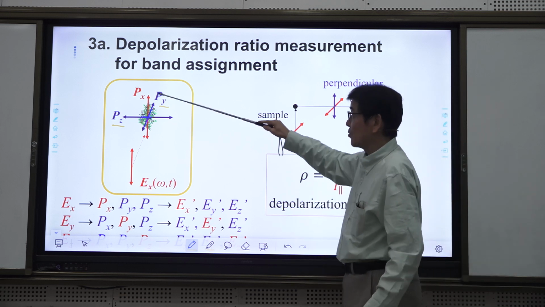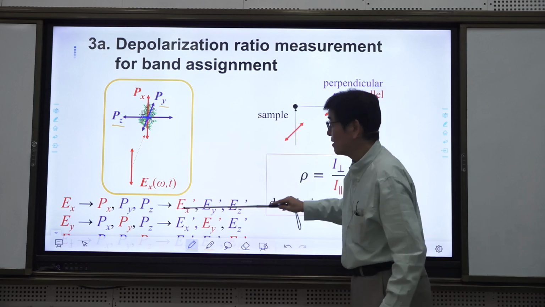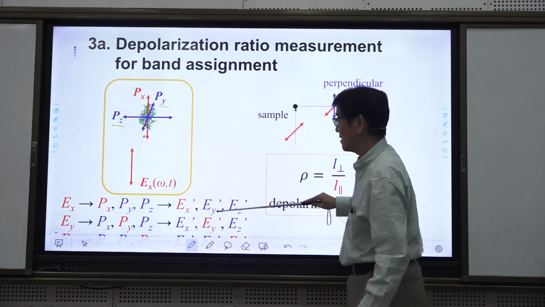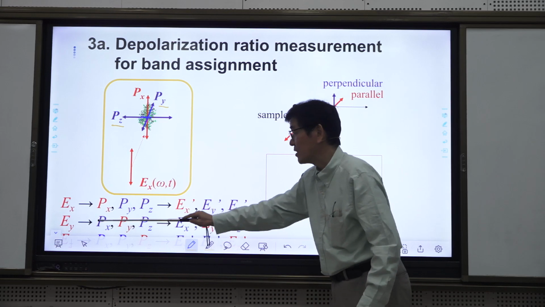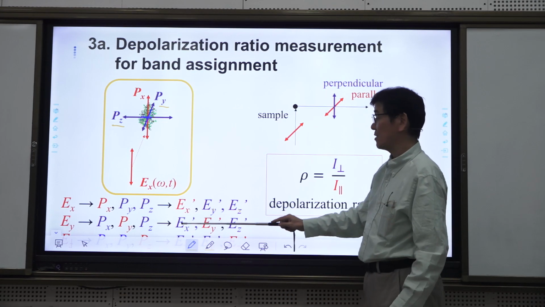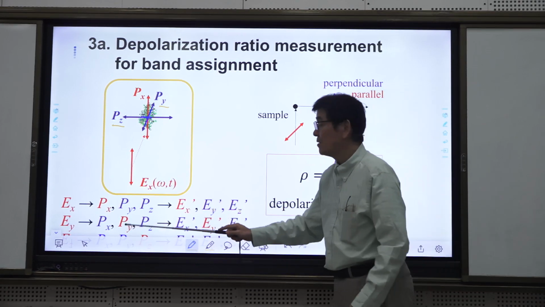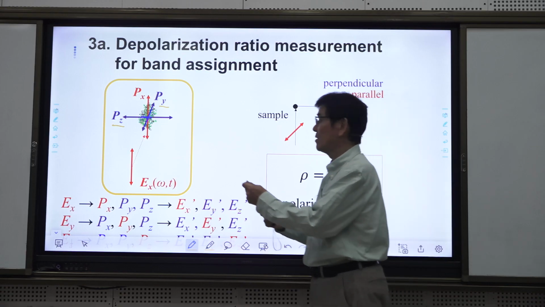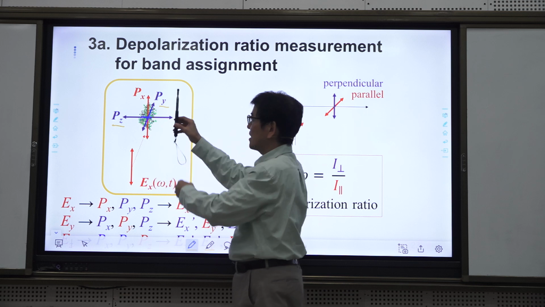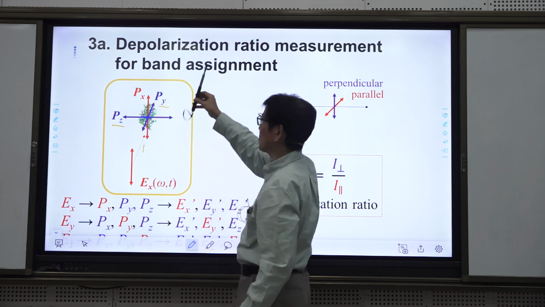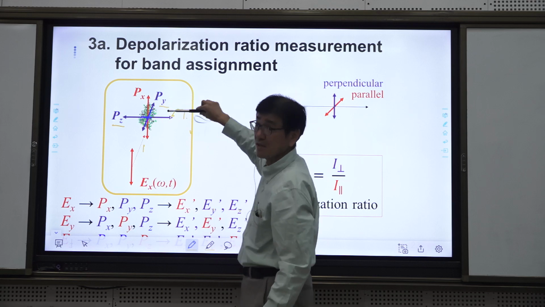And the induced polarization emits scattered light along the X direction, Y direction, and Z direction. Polarization along X, Y, Z emits scattered light along X, Y, Z. I mean, even if we irradiate polarized light, the scattered light is not only this component, but also has a component with a different polarization.